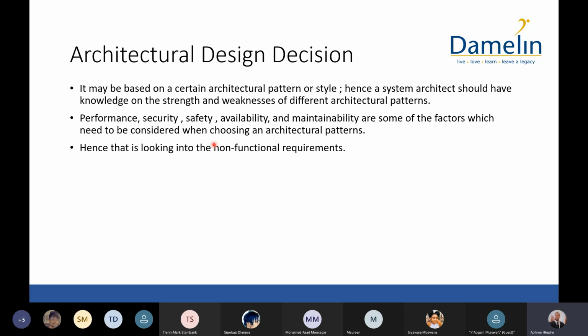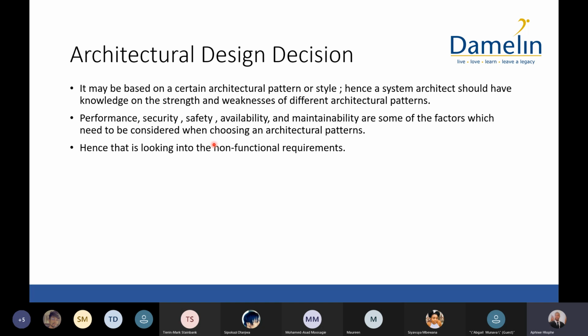So what influences the decision you make in terms of architectural styles, architectural patterns? How do you decide that you're going with this particular architectural style? Okay, so it may be based on a certain architectural pattern or style. Hence, a system architect should have knowledge of the strengths and weaknesses of the different architectural patterns. So you need to know those strengths and weaknesses to make a good decision. But fundamentally, your decision will be based on the next point: performance, security, safety, availability, and maintainability.